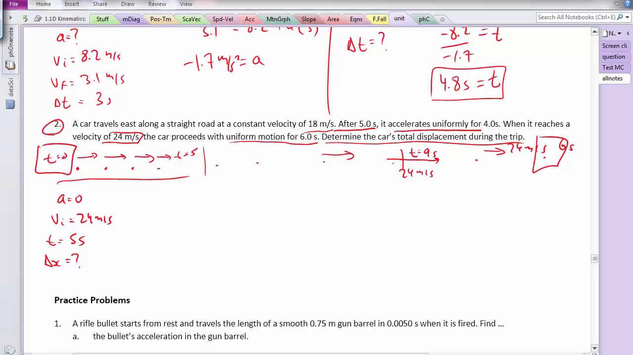Okay, that would just be delta x is equal to v i t plus 1/2 a t squared. So this is the second equation, but acceleration is 0, so that goes to 0, and so we have delta x is equal to 24 times the time, which is 5 seconds. Okay, so 24 times 5 gives you 120. And so in the first 5 seconds, we've displaced 120.